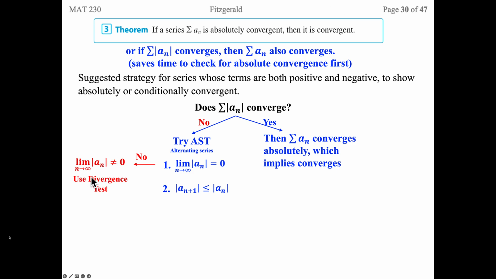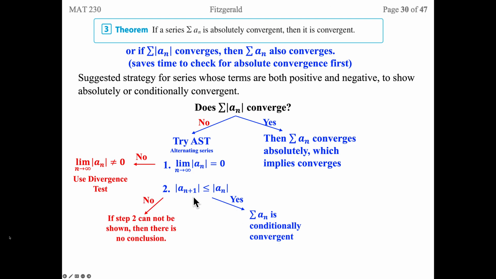Therefore, it is going to diverge by the divergence test. So if number 1 is true, then we go to number 2. If number 2 is a yes, then our series is conditionally convergent. If it's a no, okay, there is no conclusion in terms of whether it converges or diverges. So we're going no to no. We have no conclusion of what's going to happen.